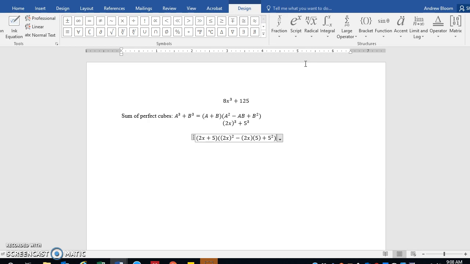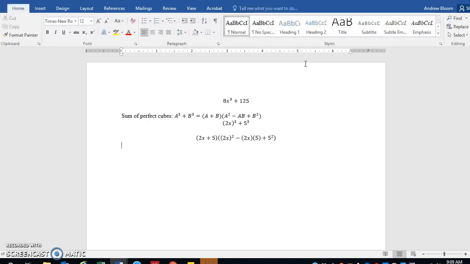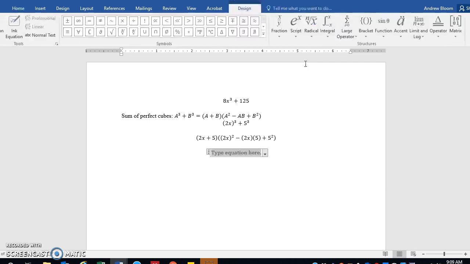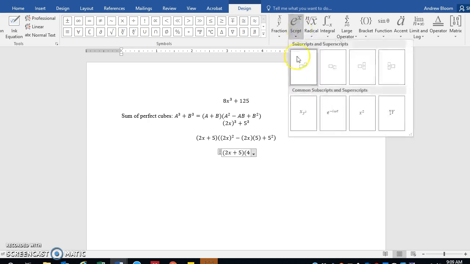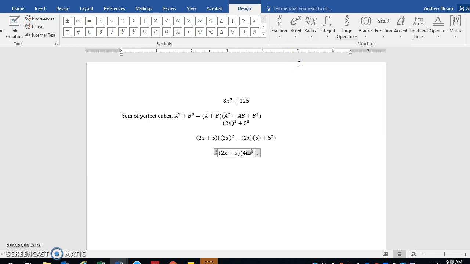Okay, we don't want to leave it like this. This is a little unsimplified. And so in order to simplify it, we're just going to go through and clean up the second factor. (2x) squared is 4x squared minus 10x plus 25. And now we have our factorization.